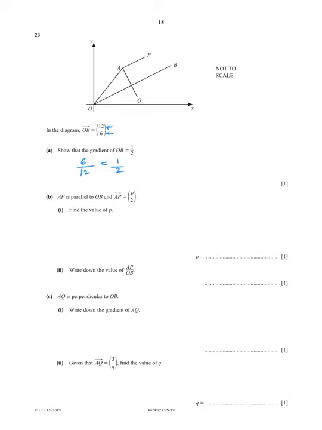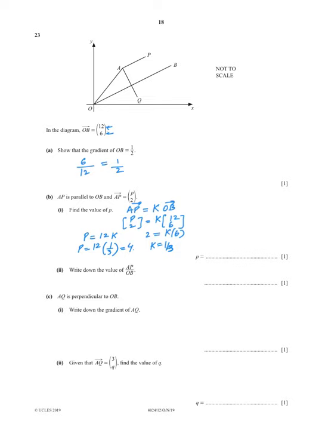So we can say that if AP is parallel to OB, we have this statement. AP is (P, 2), which equals K times OB, and OB is (12, 6). So you can say that P is equal to 12 times K, and 2 equals K times 6. From this equation you can solve the value of K, that is 1 upon 3. We can use this value here. So P is 12 times 1 upon 3, so P is equal to 4.